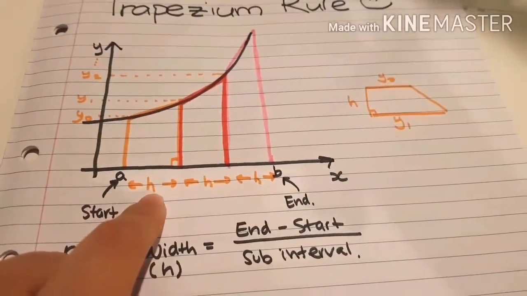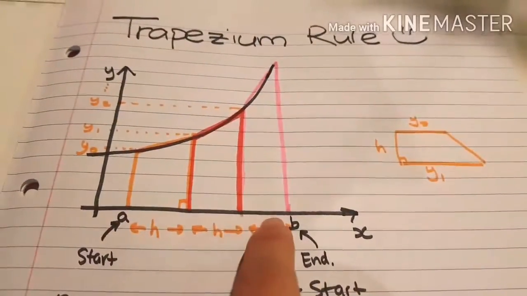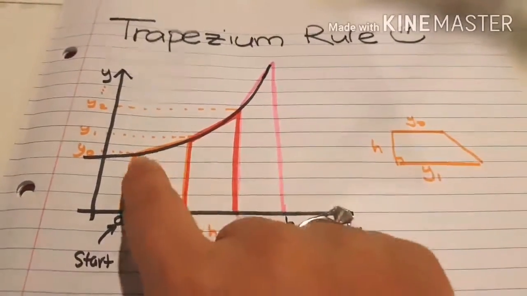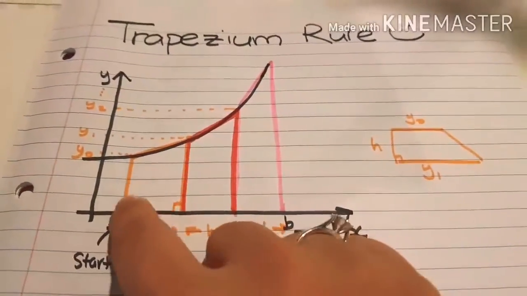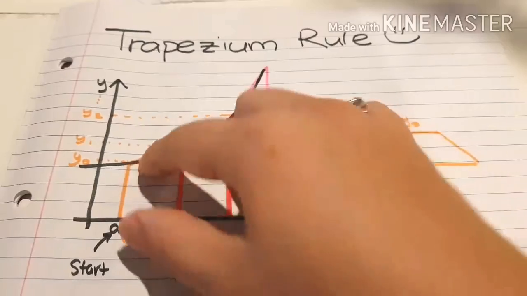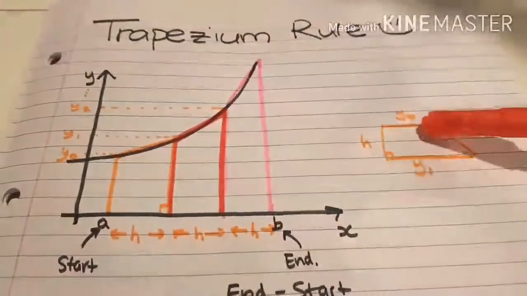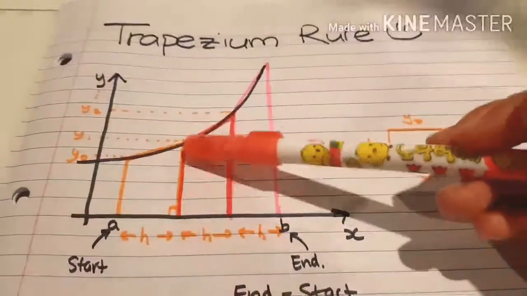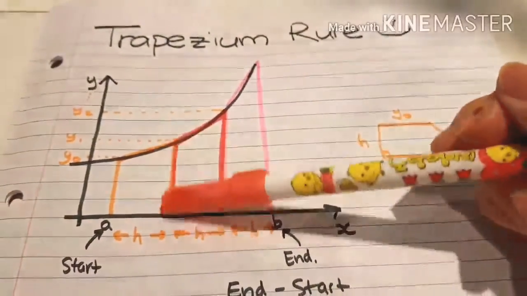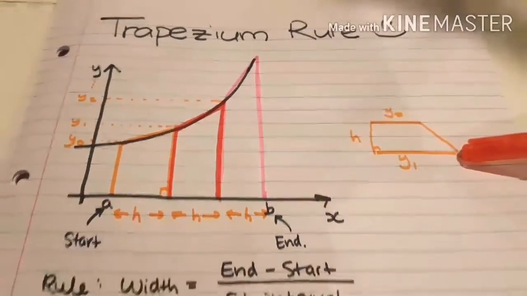But would this one be the base? No, not really, because these would be my heights, and those two parallel lines are these ones. From 0 to there, the height is y0, so the length of this line is y0, whereas the bottom parallel line is y1, and so on. You see that?